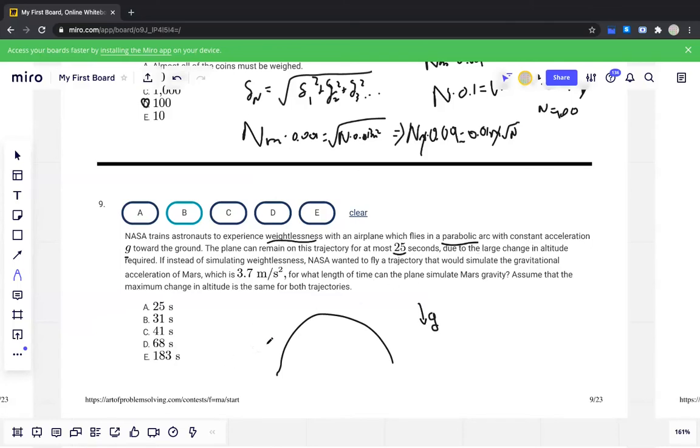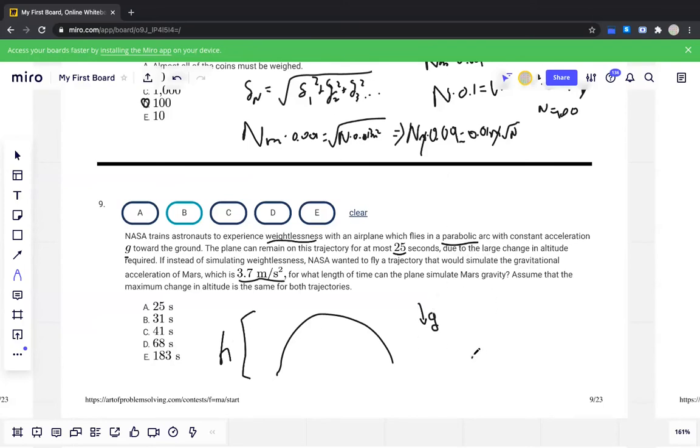And this is because of the change in altitude h. So the plane can only go a certain height h. Otherwise, it will probably escape the gravitational pull or something, or crash into the ground. But now NASA wants to simulate the gravitational acceleration of Mars, which is 3.7 meters per second squared. And we want to find what time can the plane simulate Mars's gravity.